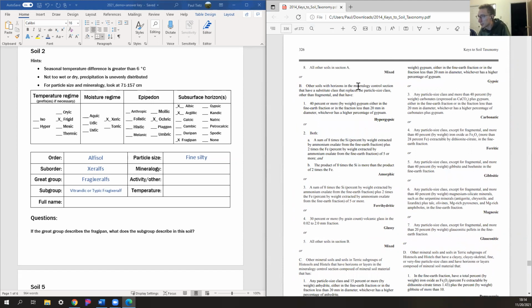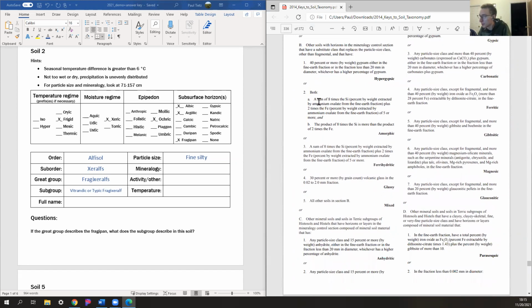In the mineralogy control section, we have the substitute class that replaces particle size class other than fragmental and have 40% or more gypsum. Skip, we're not hypergypsic. Both a sum of 8 times the silica extracted by ammonium oxalate from the fine earth fraction plus 2 times the iron of 5 or more.